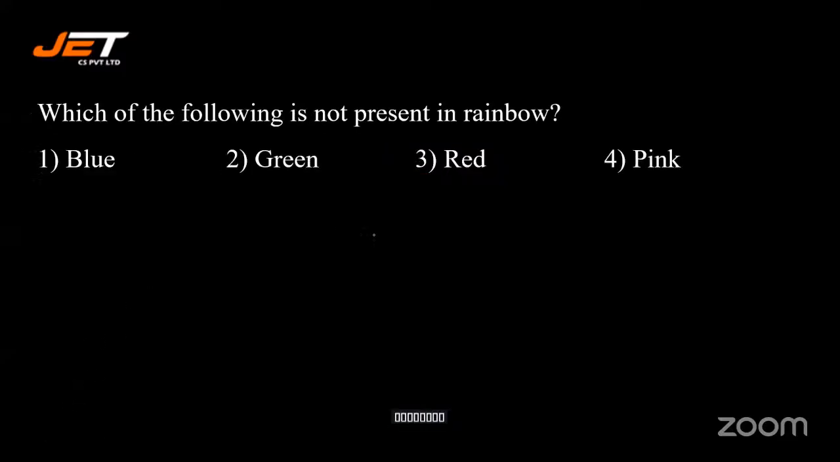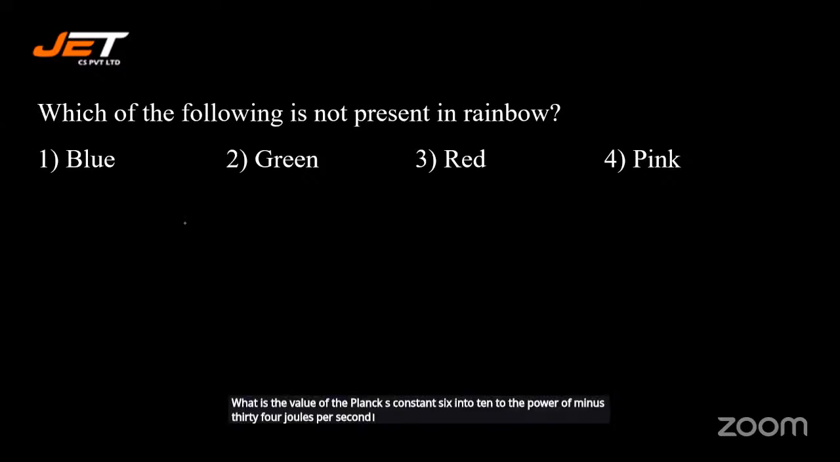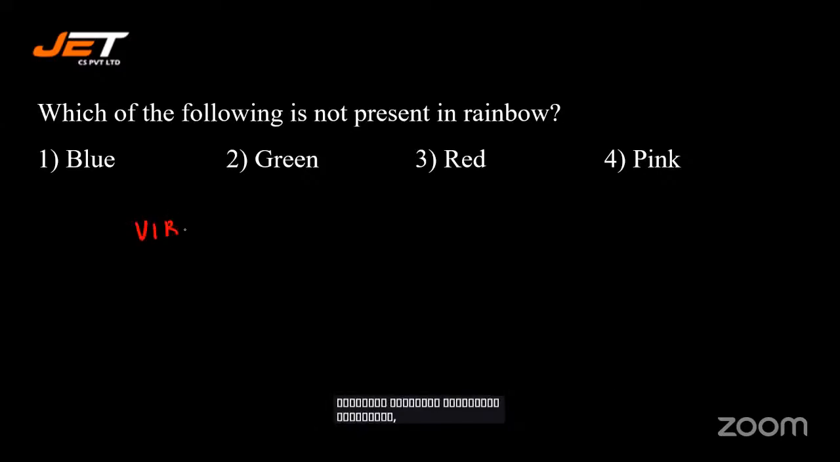Next question. Which of the following colors is not present in a rainbow? Simply remember VIBGYOR and solve this. VIBGYOR is the visible color range which is present in a rainbow. So which of the following colors is not present in the rainbow? Let us see who will answer this question. Jhansi.